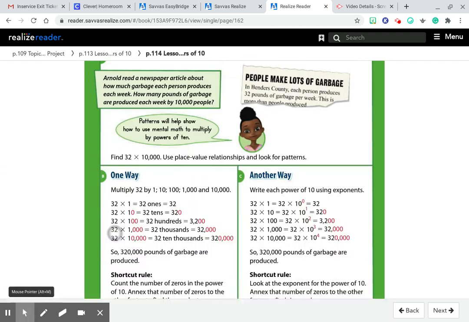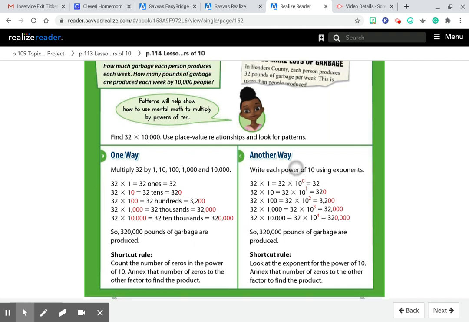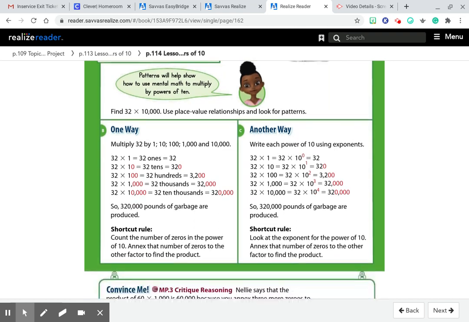And the shortcut rule down here: count the number of zeros in the power of 10, annex that number of zeros to the other factor to find the product. And you can look here very nicely, they're actually showing the exponents to help you out. Remember, we did this in chapter 1. So 1 can be shown as 10 to the 0 power. I know that's a little weird, but 10 can be shown as 10 to the first power because you're only showing it one time.